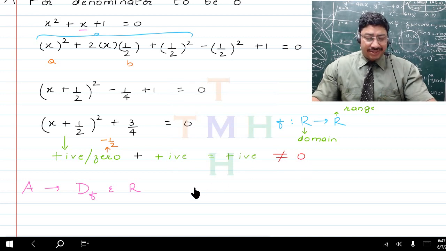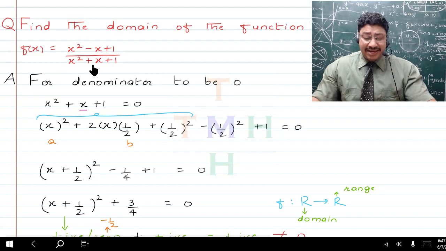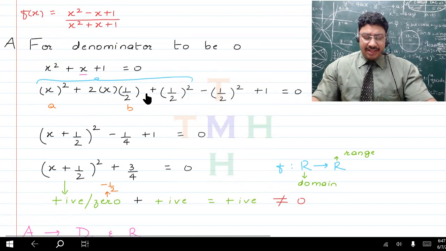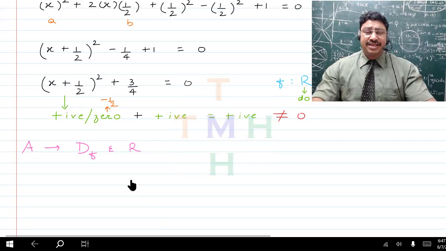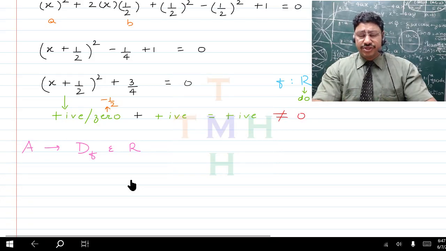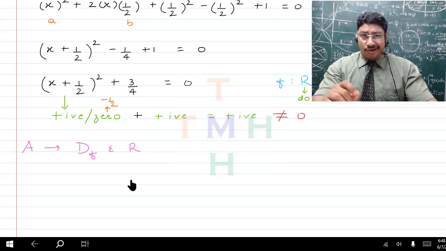And as such, you can say that as the denominator is never going to be equal to 0, therefore the domain of the function is actually defined on the whole of real numbers, and there is no real number which is going to defy this. As such, for every real number, correspondingly you will get some value from the codomain.